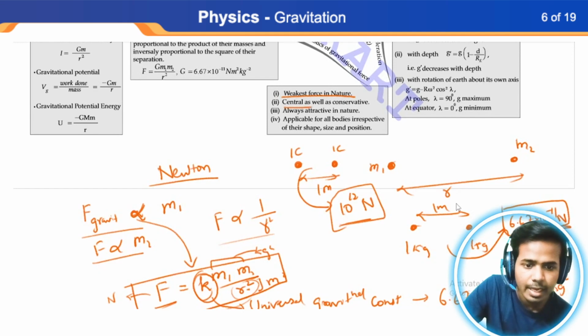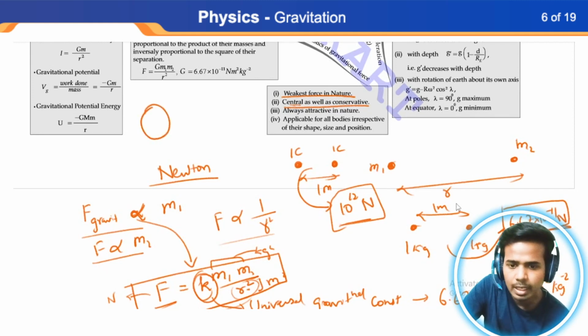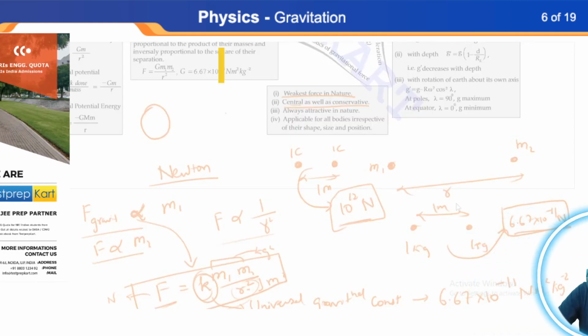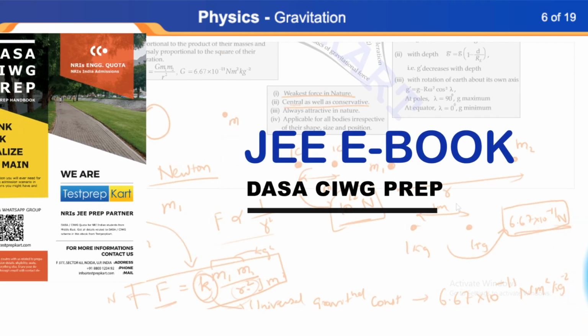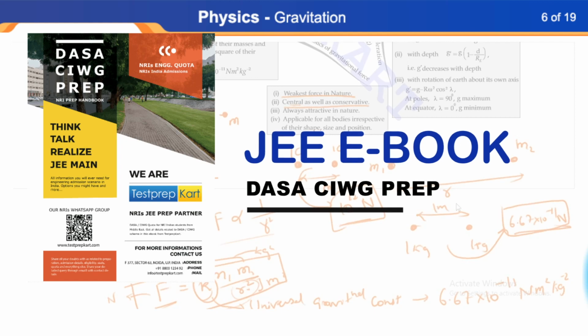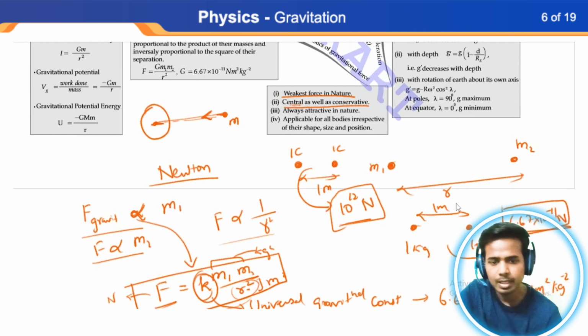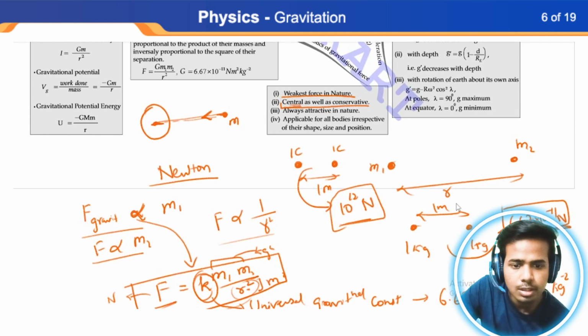It is central as well as conservative. Central because, for example, there is this body, and maybe there is this another point mass. Then the gravitation can be associated with the center of mass of this body and the second mass. So you can always direct the acceleration towards the center of this body, center of mass to be precise. That is why it is central in nature.